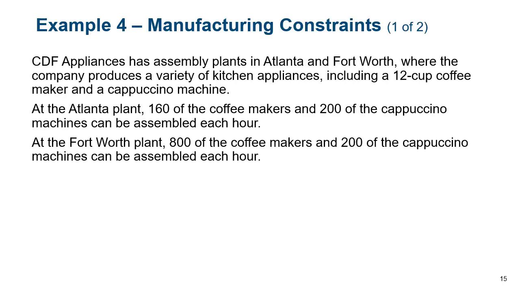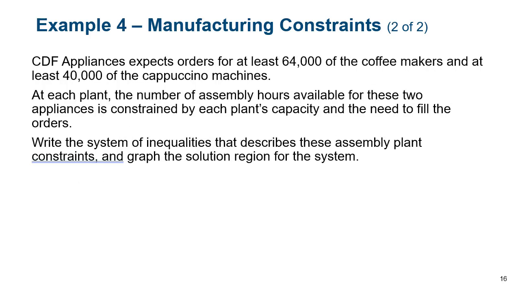How about an example that actually has a real-world context? So we have an appliance company, assembly plants in Atlanta, Fort Worth, where the company produces a variety of kitchen appliances, including a 12-cup coffee maker and a cappuccino machine. At the Atlanta plant, 160 coffee makers and 200 cappuccino machines can be assembled each hour. At the Fort Worth plant, they can do 800 coffee makers and 200 cappuccino machines in each hour. They expect orders for at least 64,000 coffee makers and 40,000 cappuccino machines.